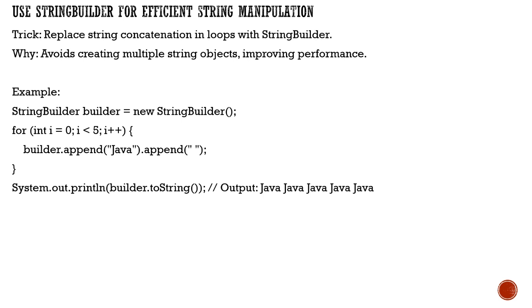If you see a string builder, I've created one, I've written a for loop, and here I've appended this Java, right? So if you see here, it's going to add a space as well as the Java every time it goes through the for loop, for 5 times, right? So this will give you a better, concise way to write it.